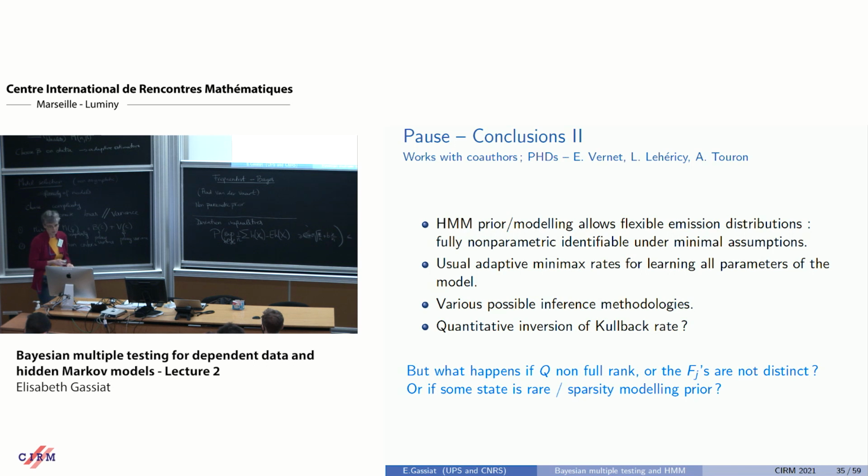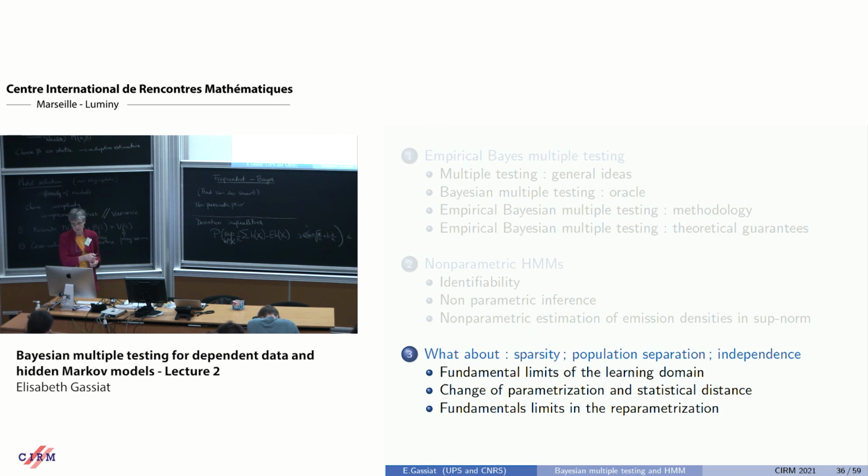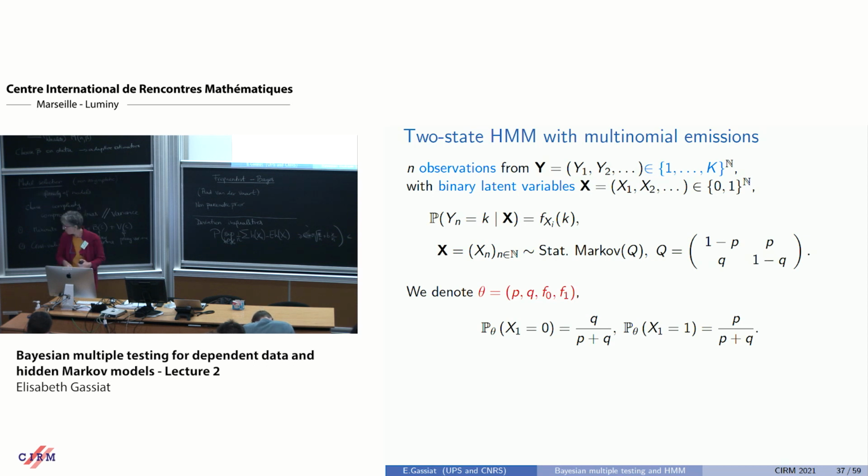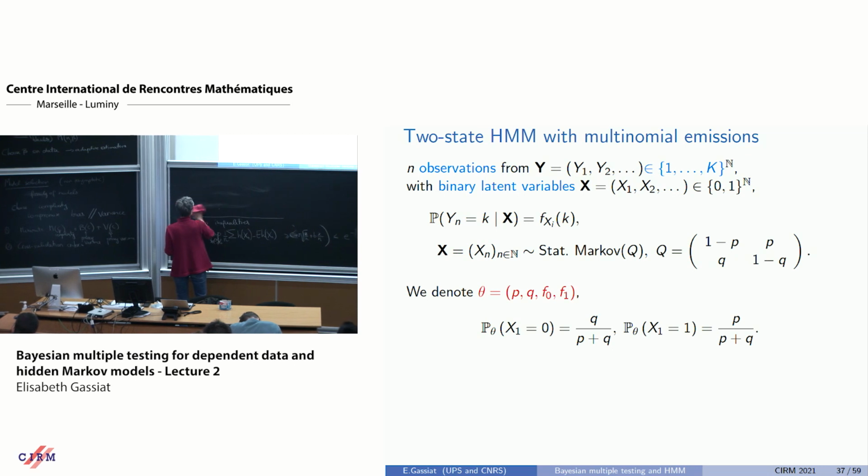So now we'll talk about the second part of the story. That is, what are the limits? How close can you approach the limit of independent data and still have meaningful results? So it is about Q being non-full rank, or the emission densities being not distinct, or if you stay in one state, then you always have independent observations. To investigate these questions, I will discuss it specifically in the very simple situation where we have two hidden states.